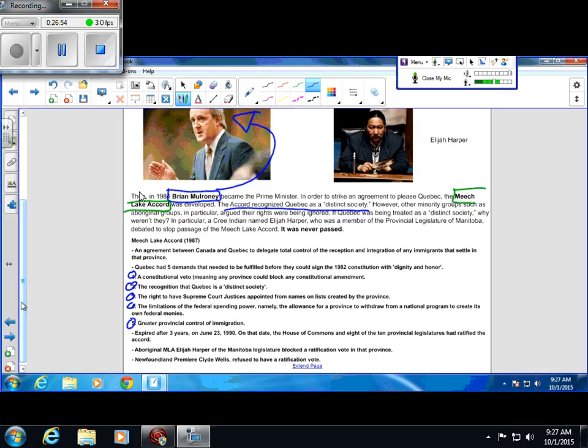2, again, it recognized Quebec as a distinct society. 3, the right to have the Supreme Court justices appointed from names on lists created by the province of Quebec. 4, the limitation of the federal spending power, namely an allowance for the province to withdraw from any national programs to create its own federal monies. It's basically whatever Canada did, Quebec can reject it. Okay. 5, a greater provincial control of immigration. Okay, so this is what the Meech Lake Accord stated. Again, this was proposed by Brian Mulroney.